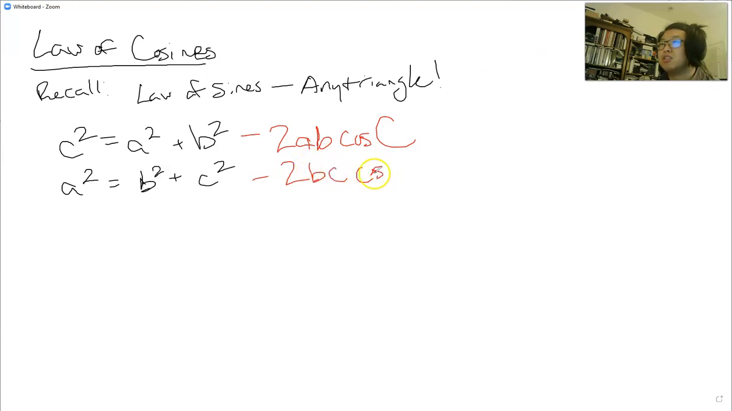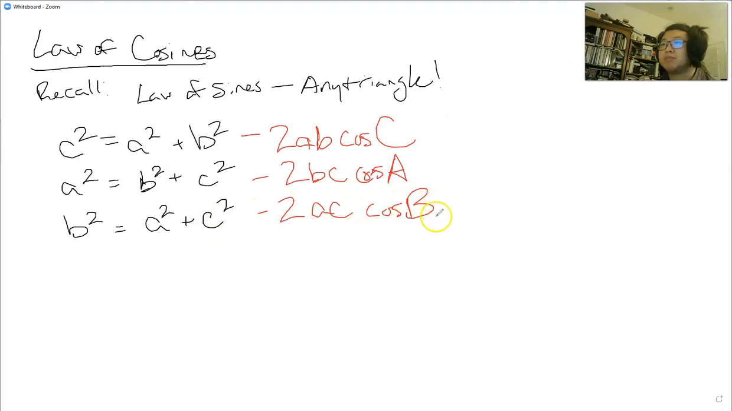So here's the second one. All I've done is replace C with A, and so all of those things moved around a little bit. You can even move these around if you want to have C where A used to be and B over here. It doesn't really matter. Everything here is commutative. And the last one is where B is the focus. B squared equals A squared plus C squared, and then we have that minus 2AC cosine of B. Those are the three formulas.